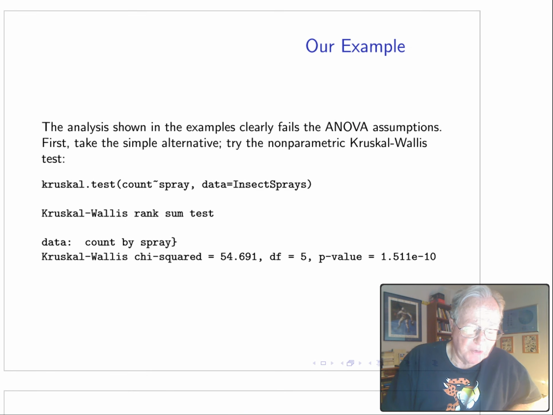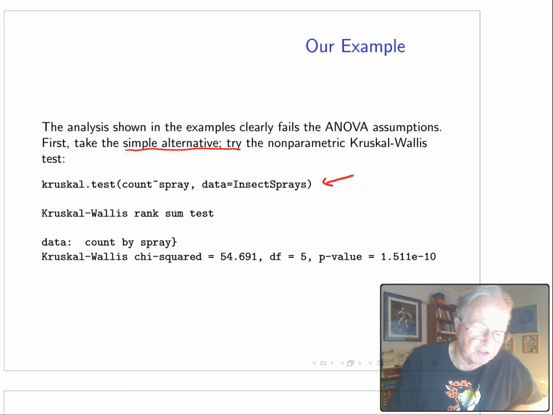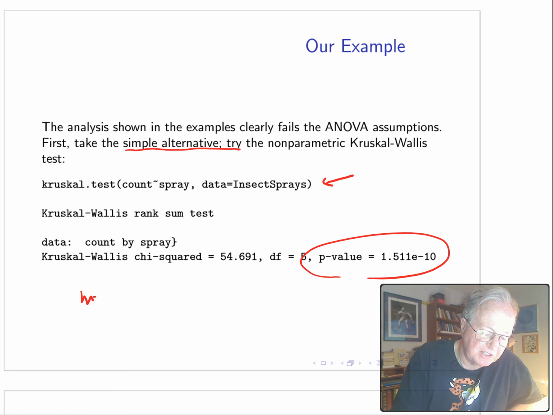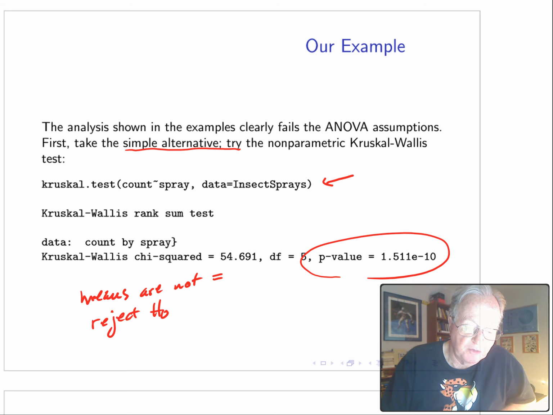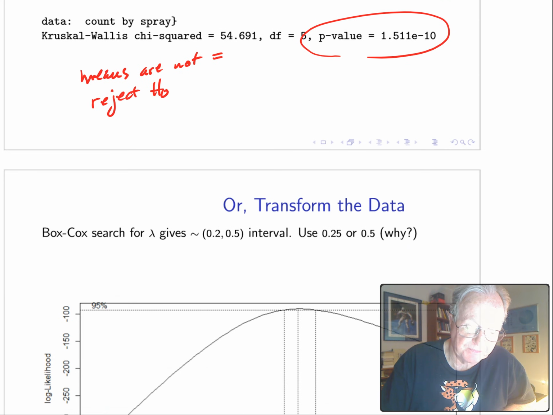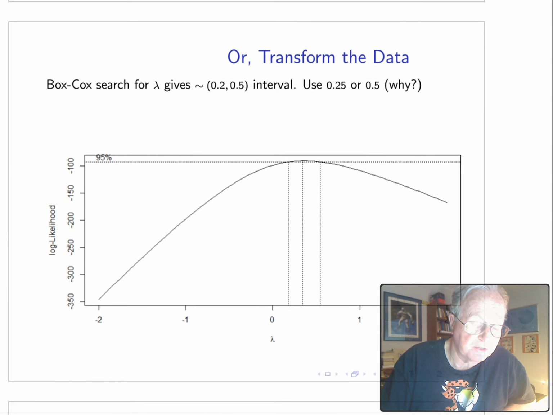Now let's talk about the two ways to get around the problem of failing the assumptions. So the simple alternative, we'll just use the Kruskal-Wallis test. There's the way to do it in R, just called the kruskal.test. We get the rank sum test. We get a really small p-value. This tells us the means are not equal. And so we'll reject H0. ANOVA is done. Of course, to do post hoc tests, we need to do rank sum tests, two at a time, probably with a Bonferroni adjustment.